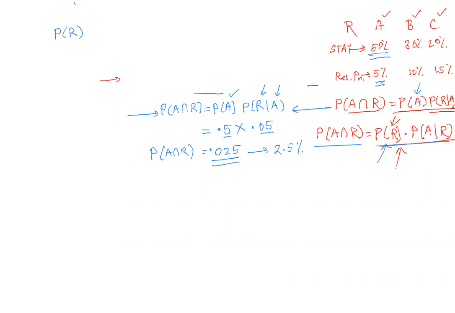Now here you have to think a little bit. Number one, you can stay at hotel A and have a reservation problem. You can stay at hotel B and have a reservation problem. You can stay at hotel C and have a reservation problem. Is there any other way you can have reservation problems?